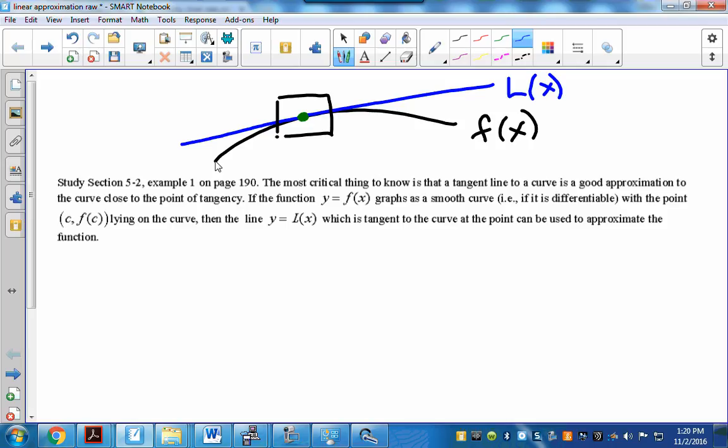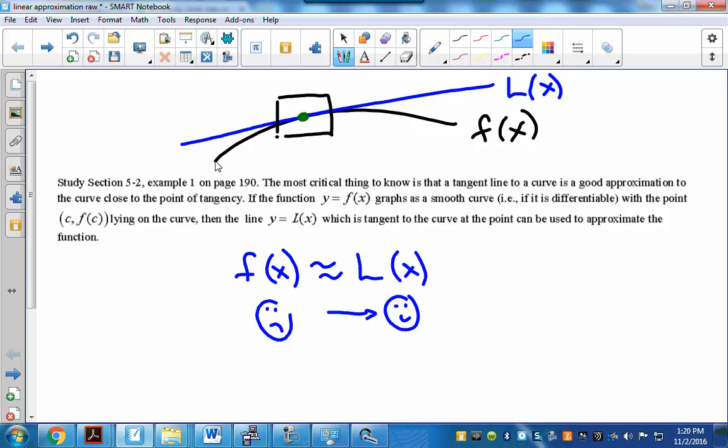The key in all of this is that functions can be approximated by lines. And lines are easy to work with, right? Just a straight line. Functions can be complicated: parabolas or cubics or cube roots or fourth powers or sines or cosines or logs, any of the complicated functions that you've got. These may be hard to deal with, but lines are easy to deal with. So tangent lines have a big application in calculus.